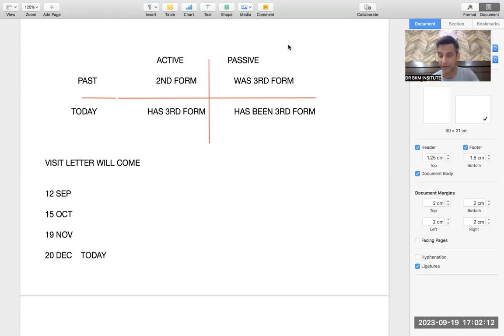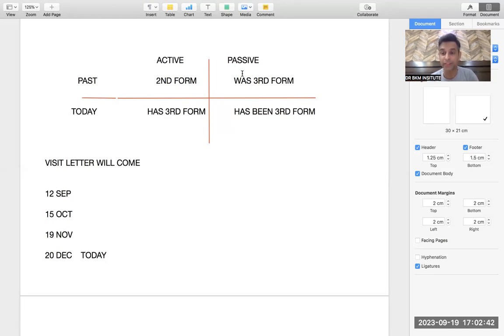But telling you in simplified words, there are only two major tenses which are used: past and today, active and passive. These are the passive ones and these are the active ones. Active will consist of majorly symptoms. Patient suffered from fever. Today the patient has suffered from fever. On 12th September, patient complained of pain. On 15th October, patient underwent surgery. These are the things done by the patient by himself.